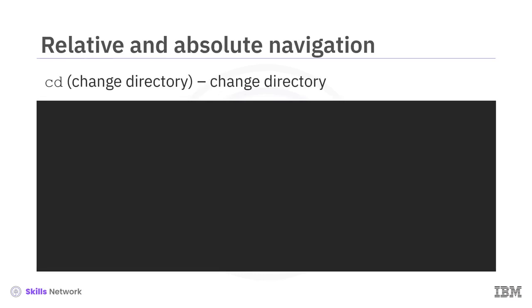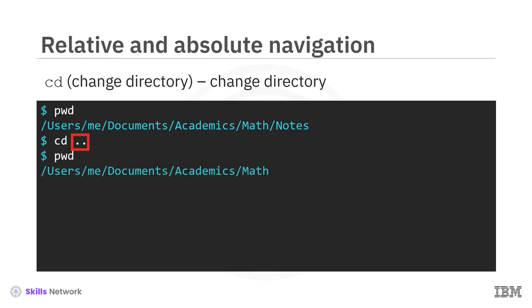The cd command enables you to change directories with either a relative or an absolute path. Let's say you're in a Notes folder within your Documents directory tree. To get to the parent directory relative to your current folder, enter the cd command with the relative path symbol .. as its argument. Now your working directory is Math, the immediate parent directory of your Notes folder.